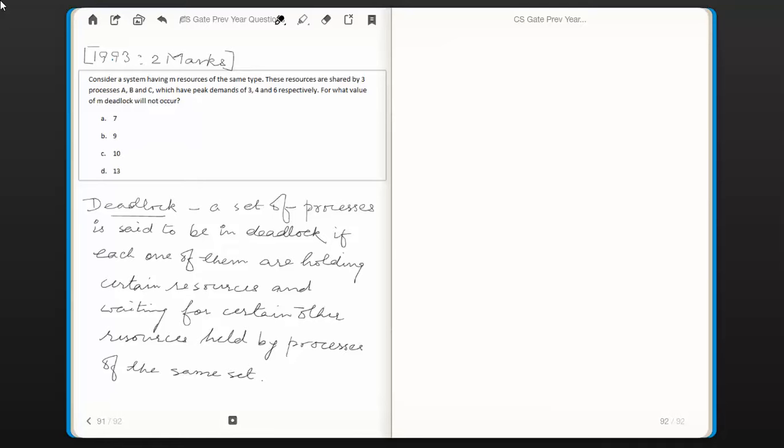Hi everyone. In this video session we are going to look at another problem in operating system from the topic deadlock. This question was asked way back in 1993 for 2 marks. But still I think this question is quite relevant and you may see such questions appearing in GATE paper in future.